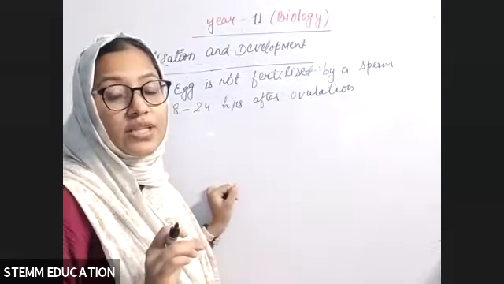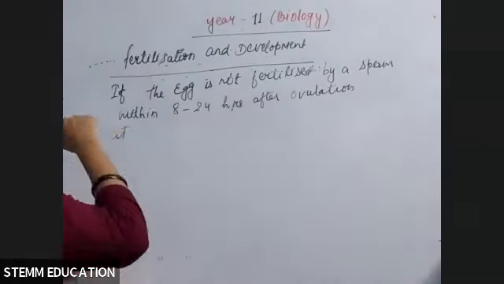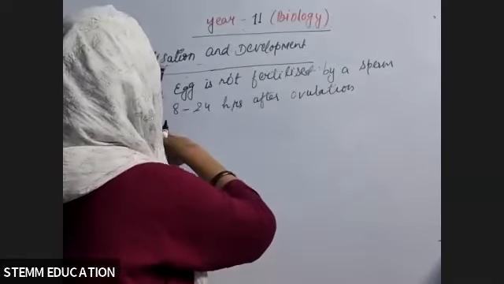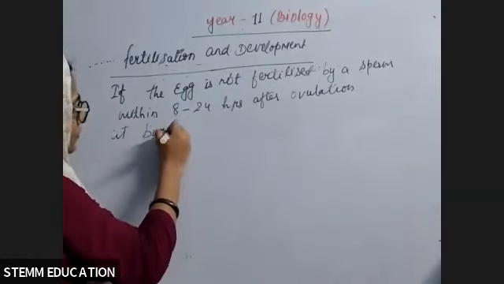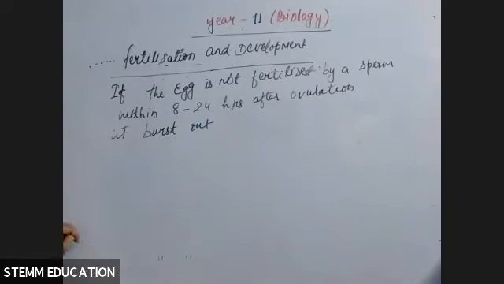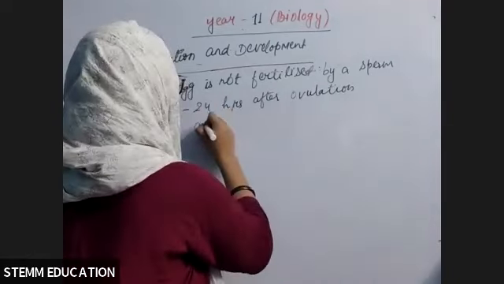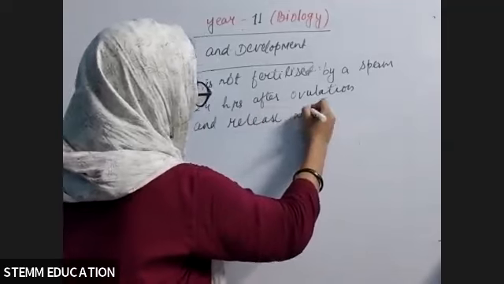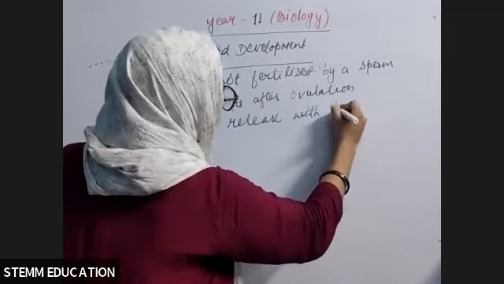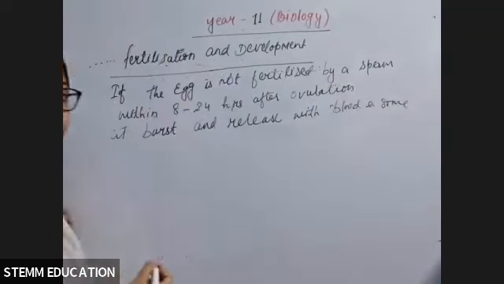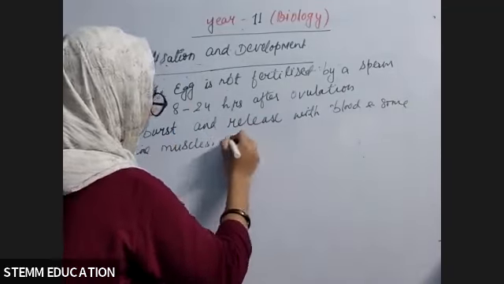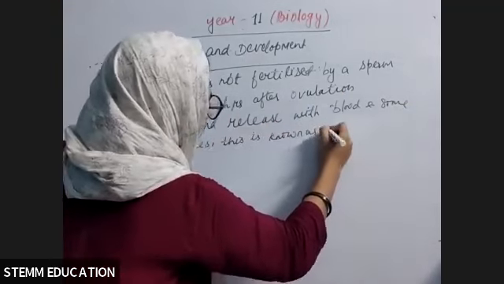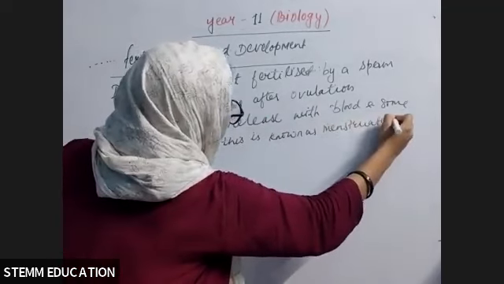That is known as, what? That is known as menstruation. Okay? If the egg is not fertilized by sperm within 8 to 24 hours after ovulation, what happens? The egg will burst out, burst and release with blood and some uterine muscles. This is known as menstruation. Okay?